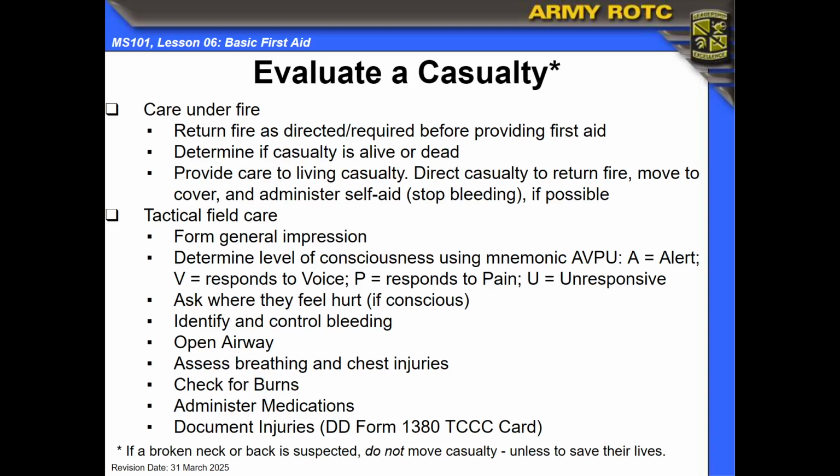How would you do that? Get a pulse. Check the airway. You're probably wearing gloves. Listen. Care under fire. This is under fire. Return fire is required before providing first aid.